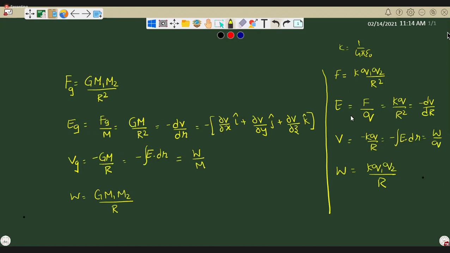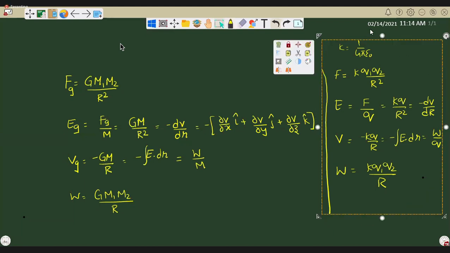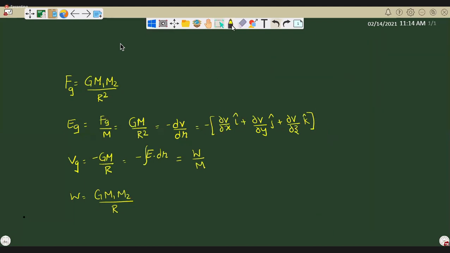Your electric field formulas, and then the magnetic field, I didn't write, are also the same. Clear? So if you learn one, you don't need to learn the other. So did we get the formula for this?